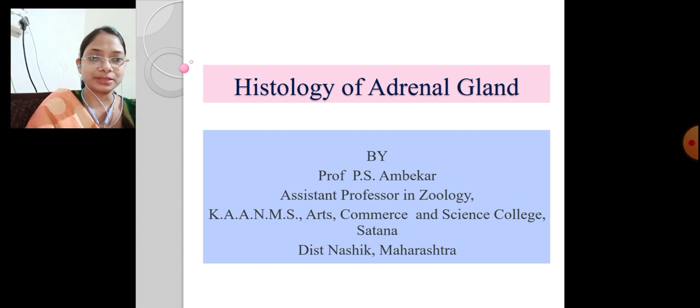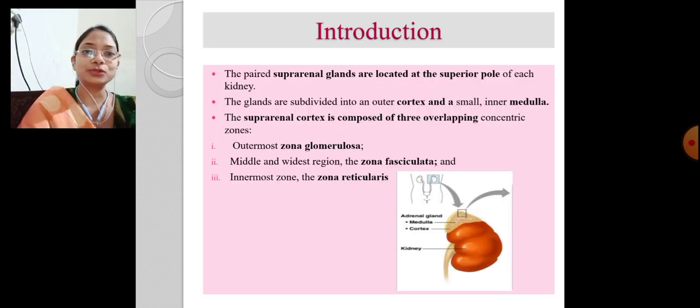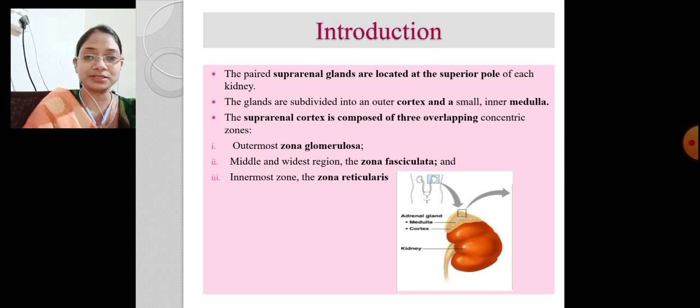Today we are going to discuss the histology of the adrenal gland. Adrenal glands are also called suprarenal glands because they are present on the top of the kidneys. Kidneys are the excretory organs which take part in renal formation of urine. As the adrenal gland is located above the kidneys, it is also called the suprarenal gland.